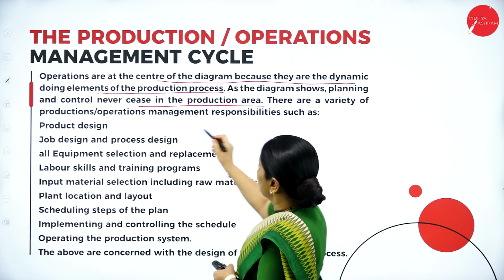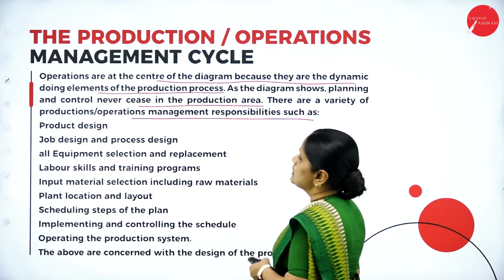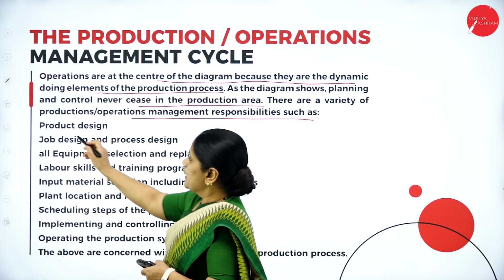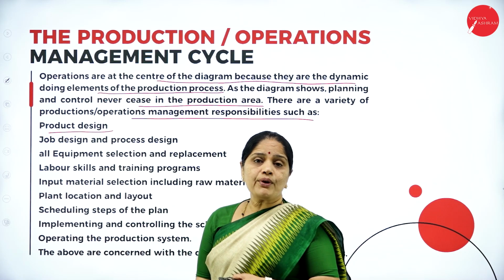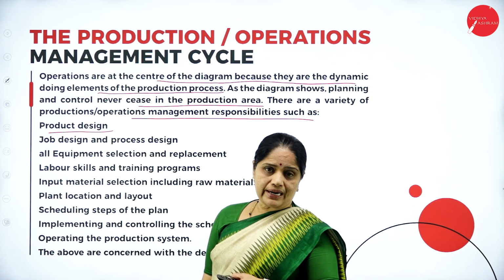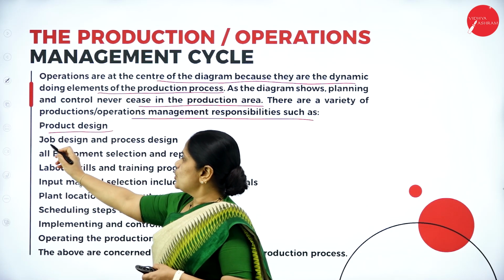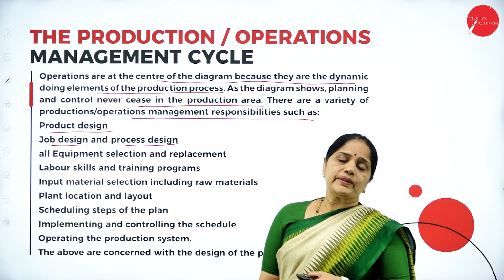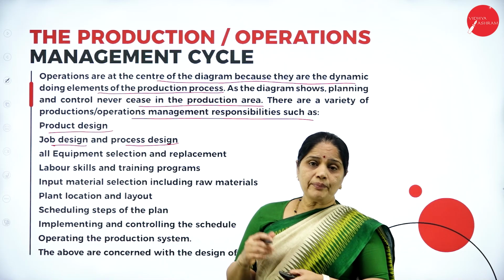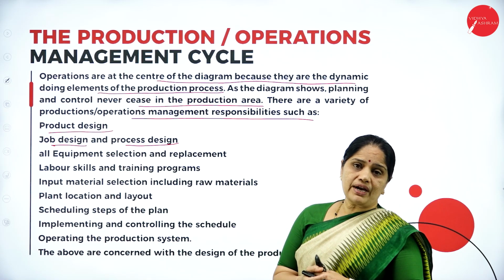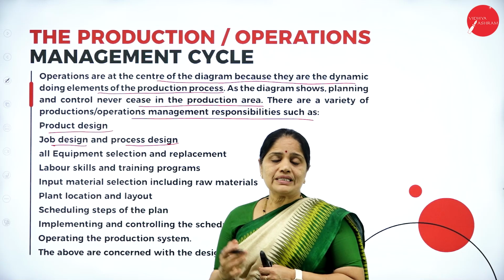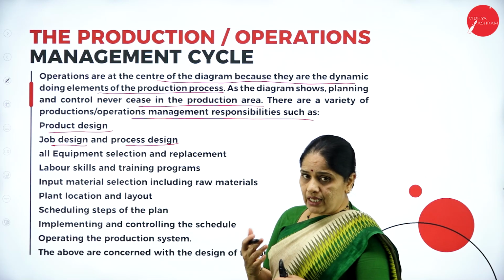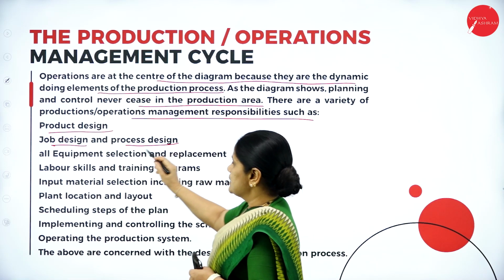There are a variety of production and operations management responsibilities. What are they? The first one is the product design. What is the design of the product you are manufacturing? Second one, the job design and the process design. Once you have finalized the product design, then you have to decide about the job design. What is the kind of production you are going for, whether it is mass production, continuous production, job order production or batch production, that we have to decide, and also the process design.